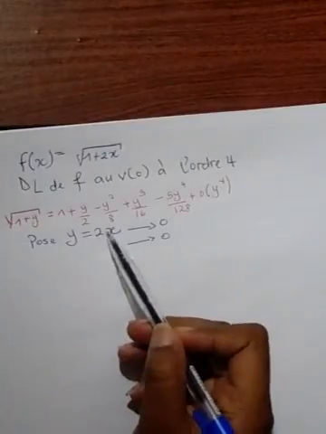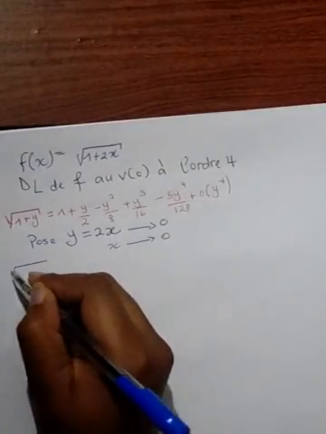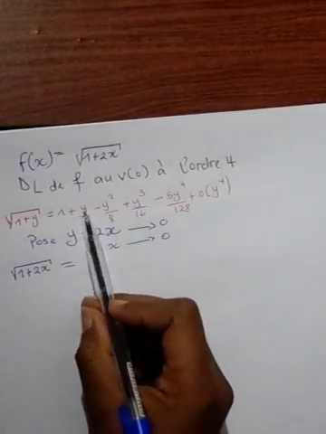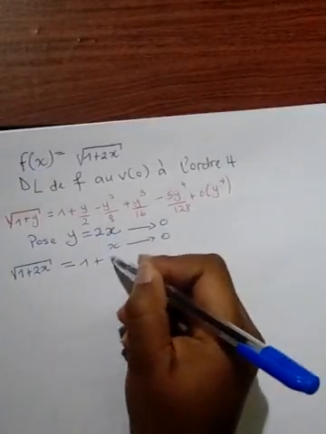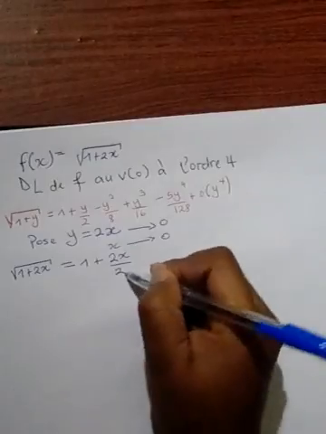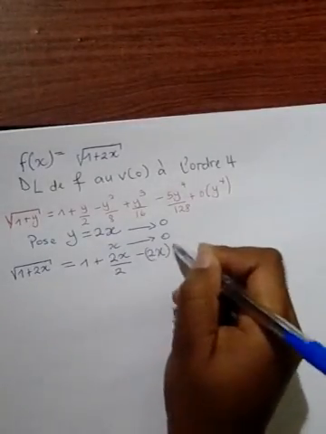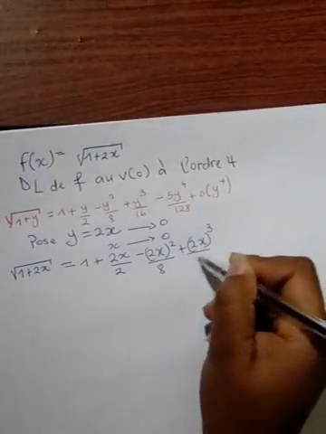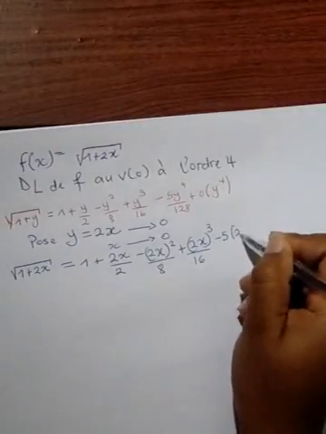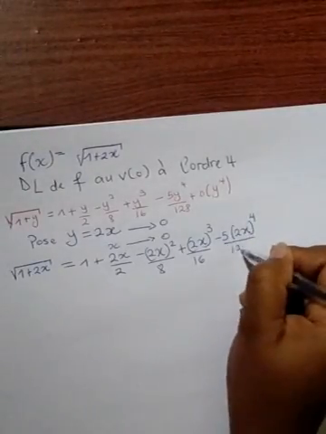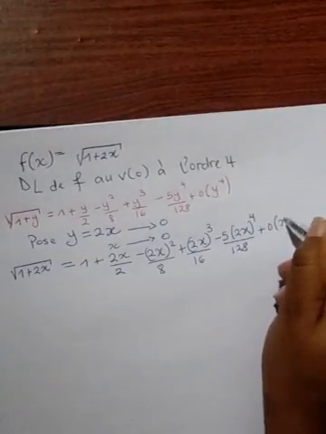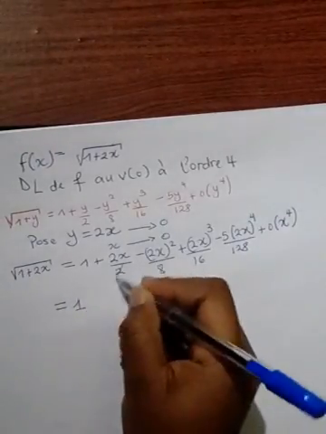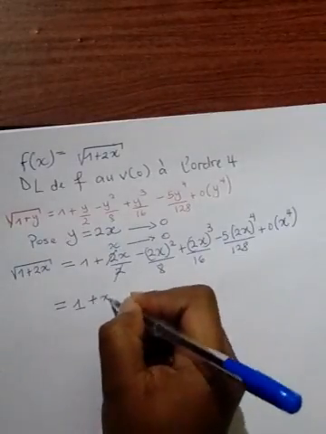So our y is equal to 2x. So we have the square root of 1 plus 2x. So anywhere I see y, I replace it with 2x. So I have 1 plus 2x over 2 minus (2x) squared over 8 plus (2x) raised to the power of 3 over 16 minus 5(2x) raised to the power of 4 over 128 plus petit o of x raised to the power of 4. So now we have 1. These 2 will cancel these 2. So I have plus x.